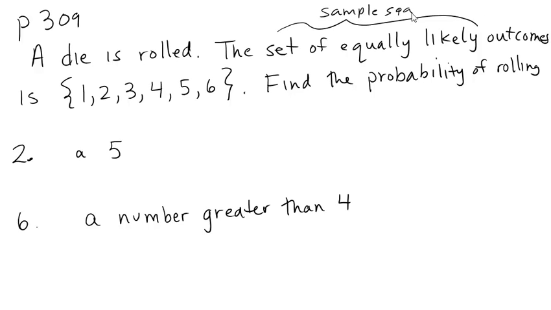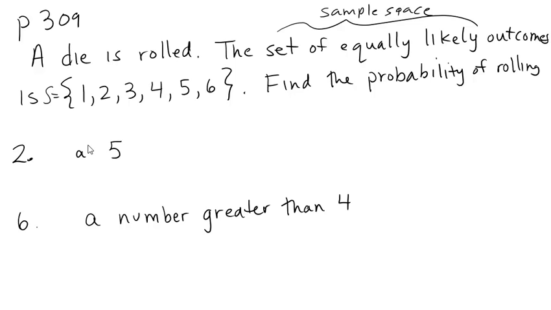And so this is the set S for our definition. Then they ask us to find a bunch of probabilities. Number 2 asks us to find the probability of rolling a 5. So if you're familiar with dice, you probably already know what this answer is.